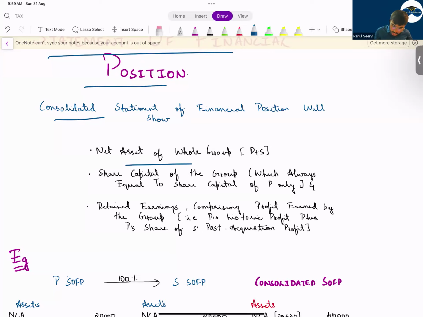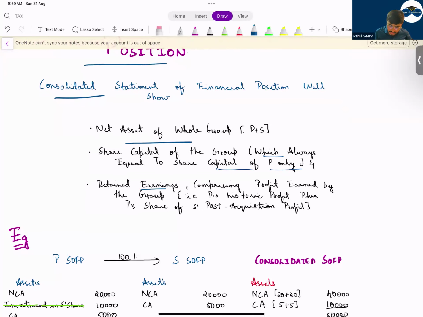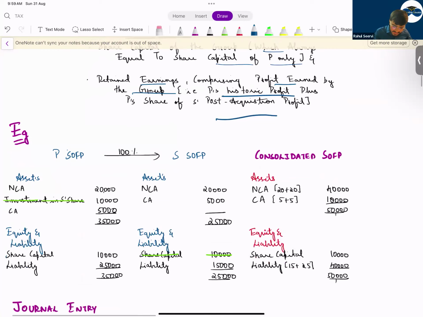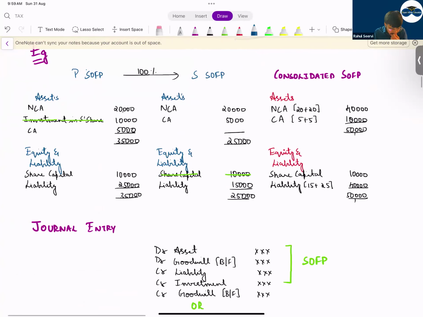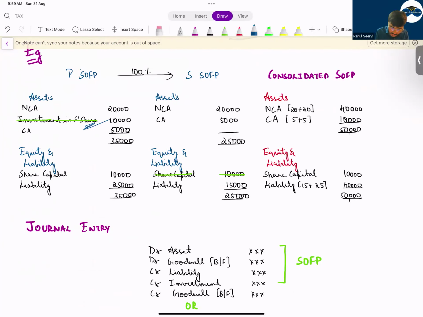So the share capital of the group is always equal to the share capital of P only, and retained earnings will include what? Profit earned by the group, that is the historic profit of P plus P's share of post acquisition profit. So this is a basic example which I've given. How do we do consolidation? We remove this part and we remove this equity part, share capital. We remove them so that we get the balance right.